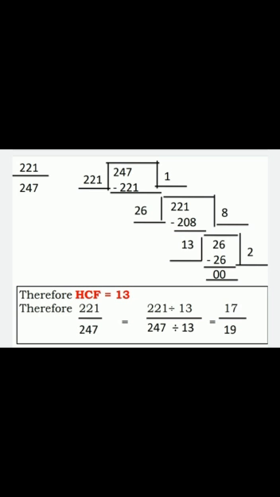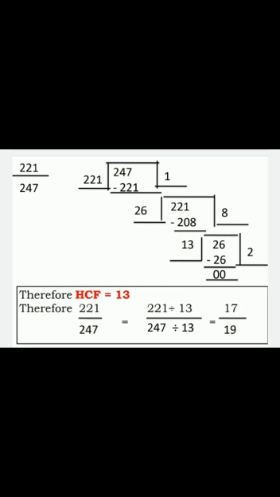Now again divide the bigger number by the smaller number, that is 247 divided by 221. So 221 ones are 221, subtract 221 from 247, you get 26. Bring down 221. Now you will divide 221 by 26. So 26 8s are 208. Subtract 208 from 221, you will get 13. Then bring down 26 and divide 26 by 13. 13 2s are 26. So your HCF is 13.